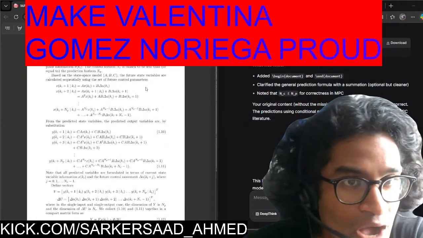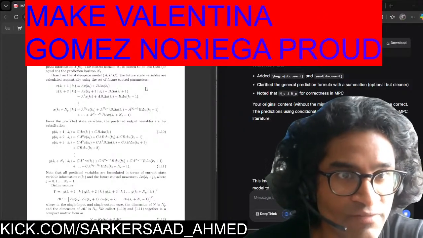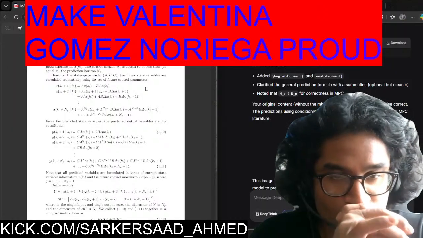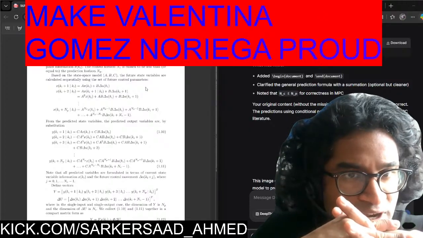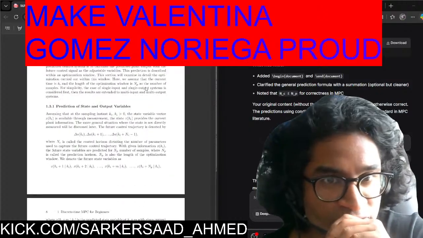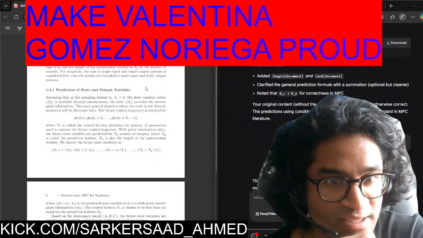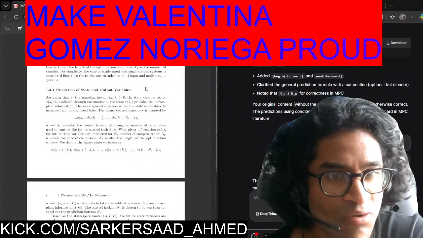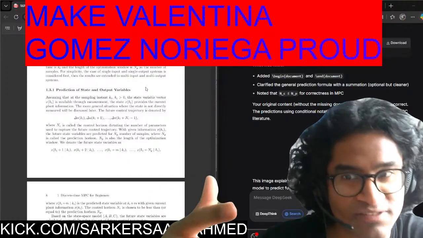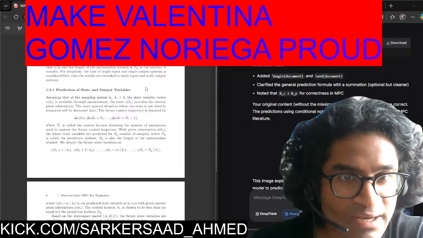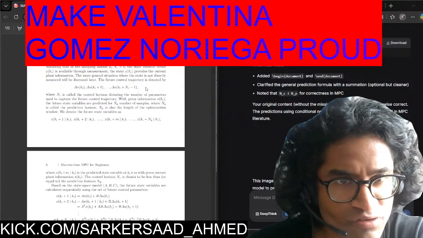The x of k_i plus m in condition to k_i is the predicted state variable at k_i plus m, with given current plant information x of k_i. The control horizon N_c is chosen to be less than or equal to the prediction horizon N_p. Now, which one is N_c and which one is N_p? N_p is the final value, and N_c focuses on steering.